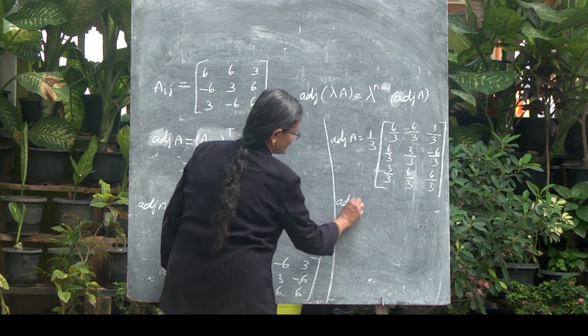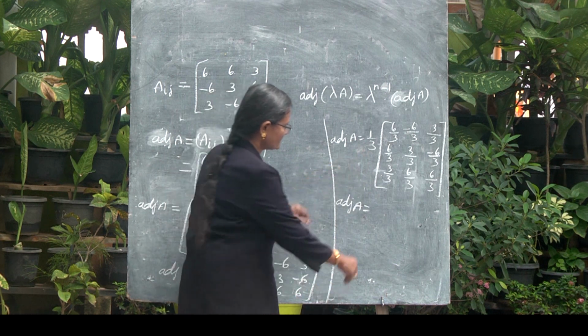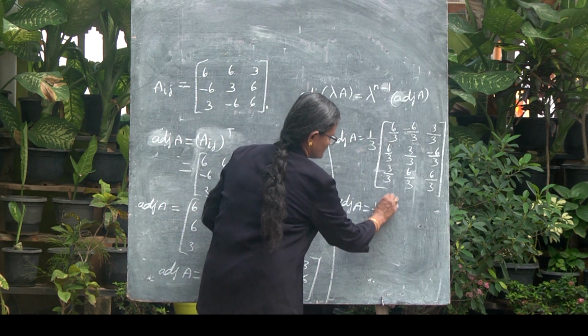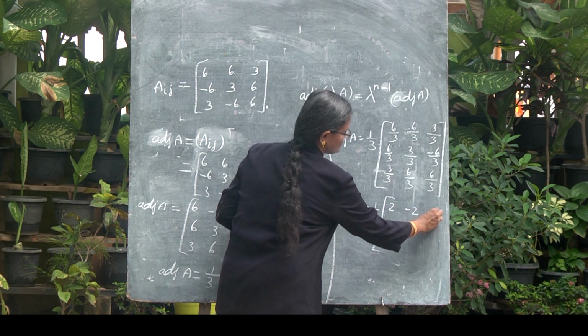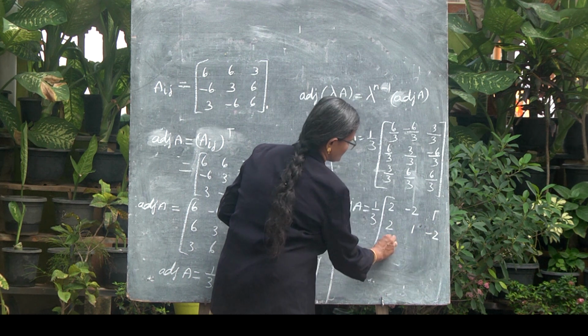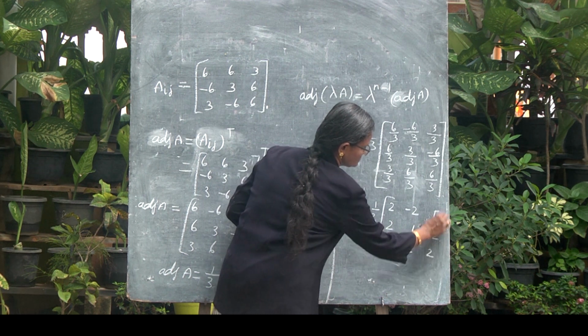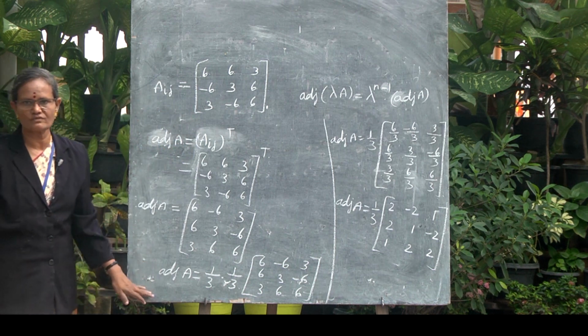Therefore, adj of A is equal to, what is the scalar here? 1 by 3. So, 2, minus 2, 1, 2, 1, minus 2, 1, 2, 2. That's all. This is the value of adj of A.